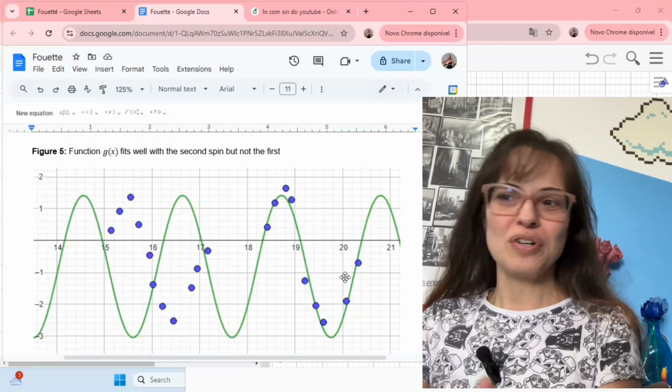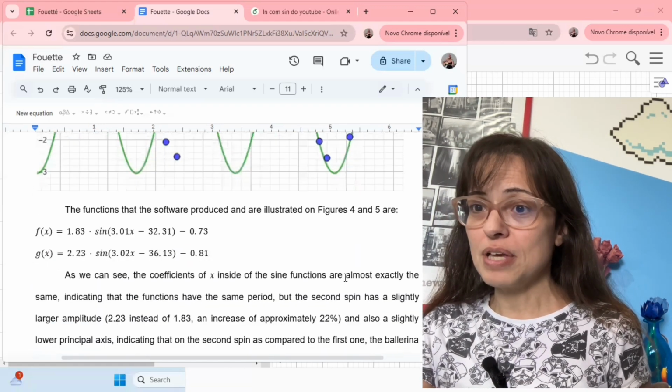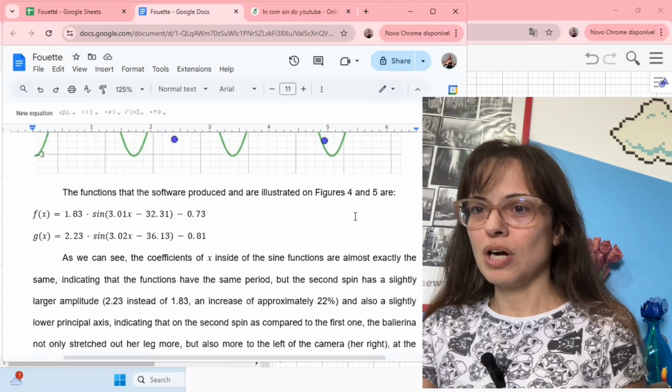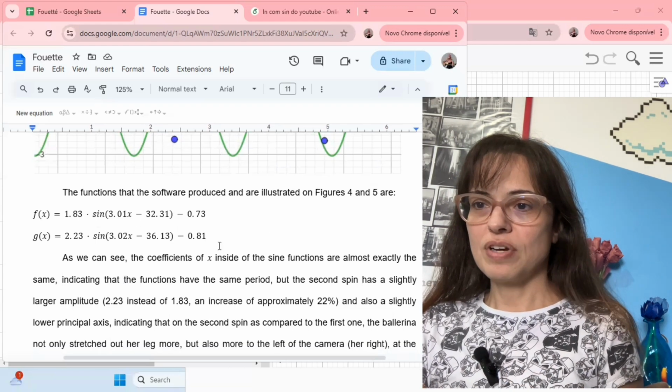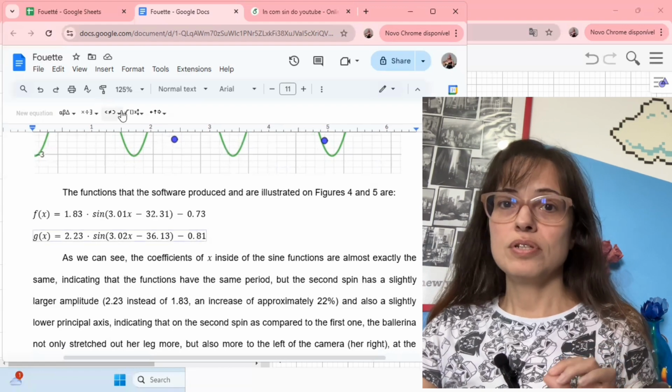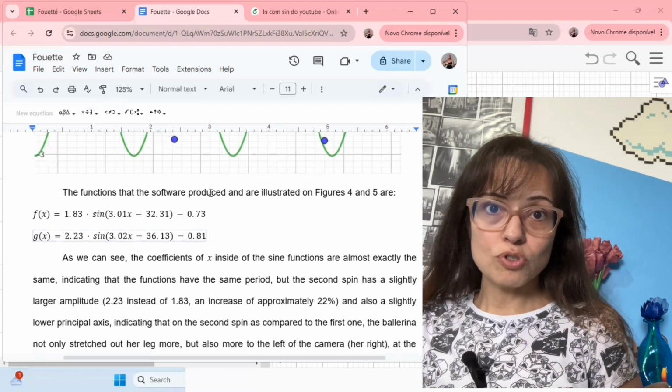So I've mentioned functions f and g. I haven't typed them yet. So here they are. The functions that the software produced are f of x is this, g of x is this. Notice that they are both neatly typed using the equation editor from Google Docs.